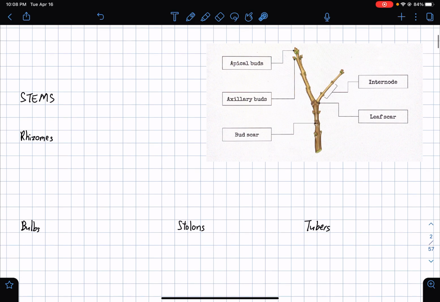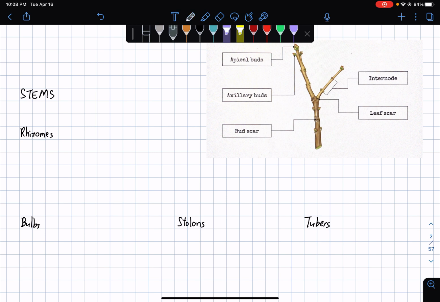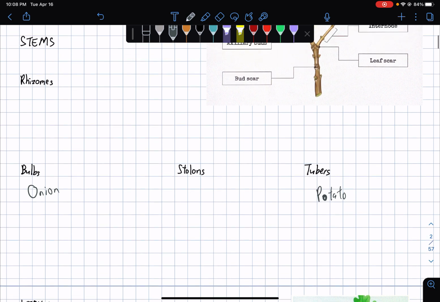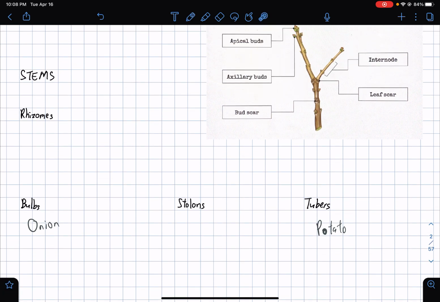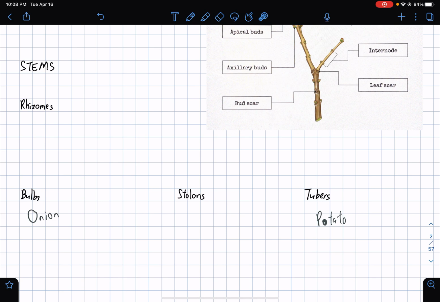Okay, so we have stems. We have four. So we have rhizomes, bulbs, stolons, and tubers. I know that a potato is a tuber. That's everything that I remember. For bulbs, maybe one is an onion. I admit the onions might be rhizomes, but I don't think so. Perhaps it's a bulb. But yeah, just research about it. Basically, these are the four types of stems.